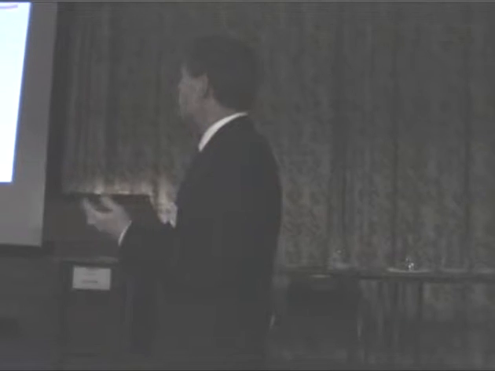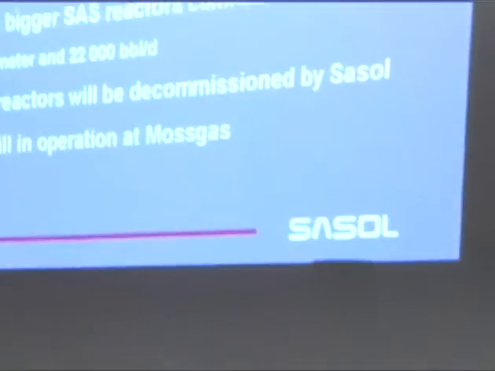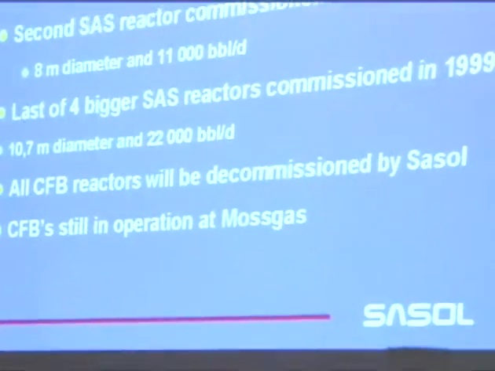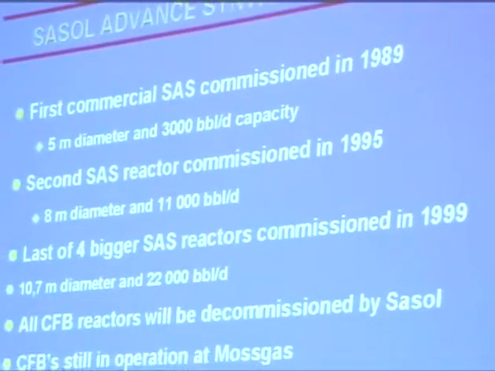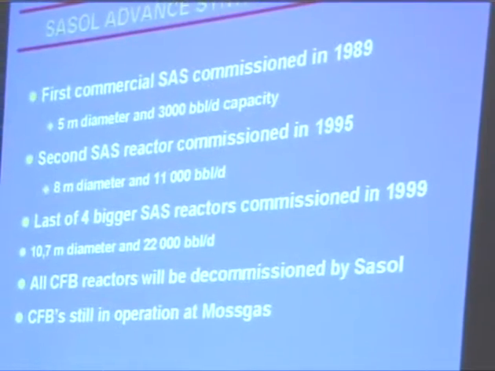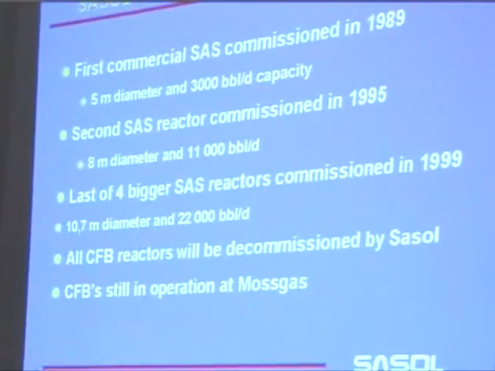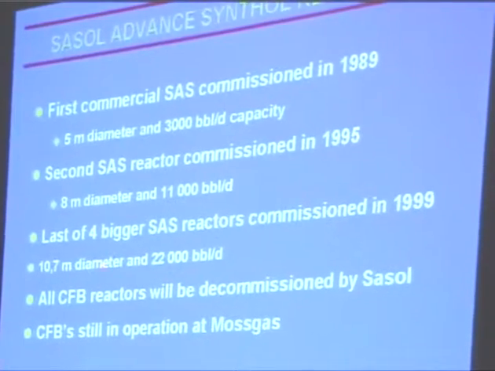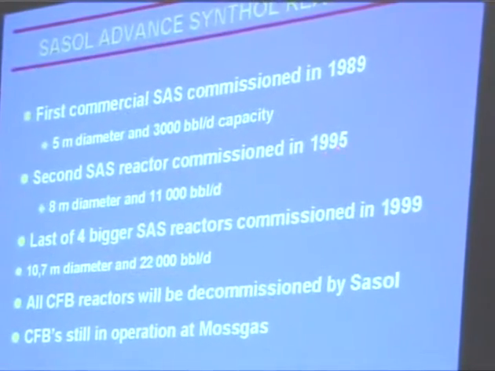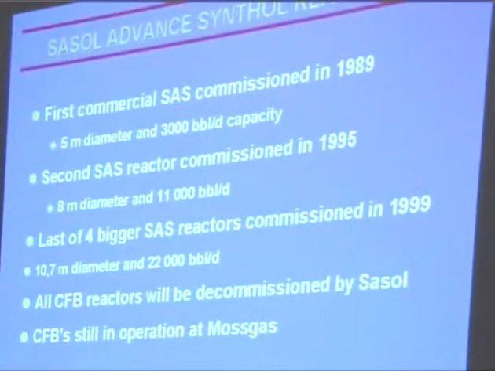And the other advantage is the much lower capital cost, and you've seen some of the figures. Here's a bit of the history. After 1983, we were successful with our demonstration reactor. We designed and built the first 5-meter internal diameter reactor, commissioned in 1989, with roughly 3,000 to 3,500 barrels per day capacity. We operated that reactor for a couple of years quite successfully at Sasol. Then we used that design to build the second generation SAS reactor in 1995, which had an 8-meter diameter and 11,000 barrels per day capacity.